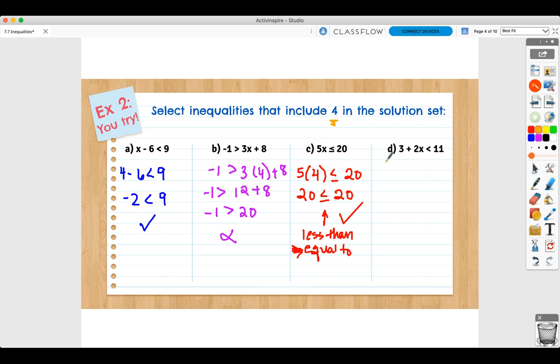And one more. So 3 plus 2 times 4 is 11. 3 plus 8 is 11. Is 11 less than 11? True or false? This one's a false. Without that equal to, it's a false statement. Okay? That is not a solution. 4 is not a solution.